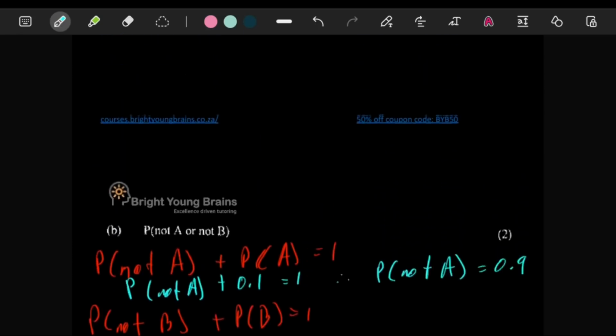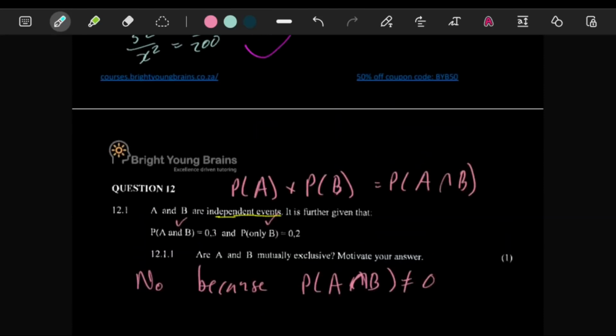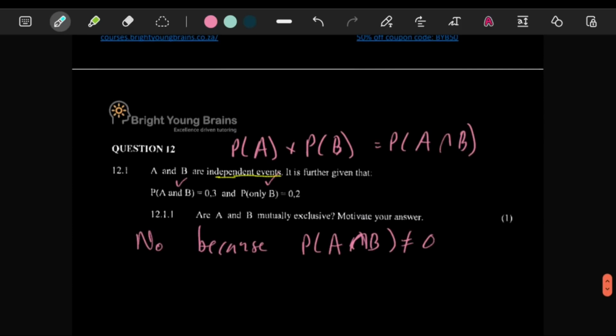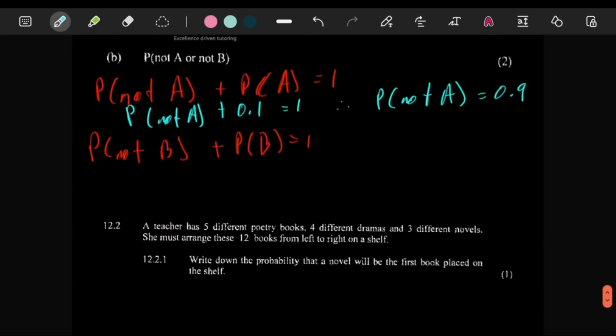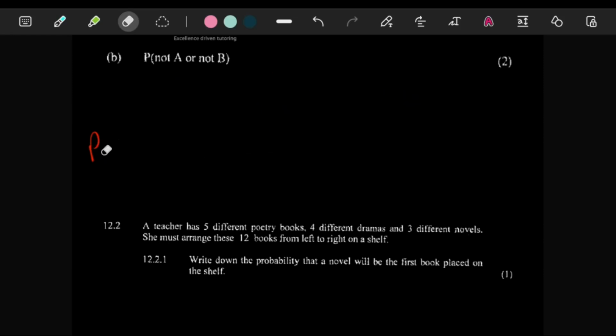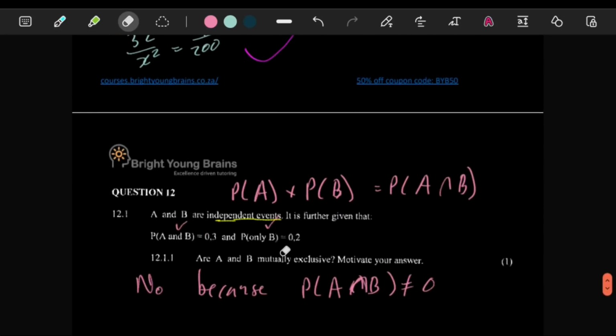The probability of B here is 0.3. What is the probability of B now? 0.2. So let's see here. No. Let me wrap this up. I should actually be careful with these questions. I think I should actually look back at this question. Only A. Only B.